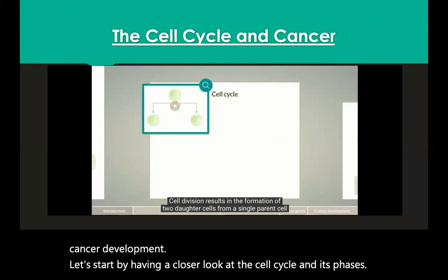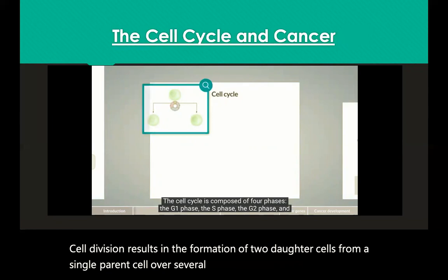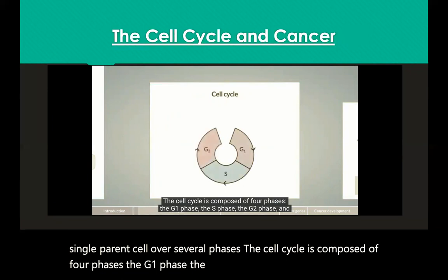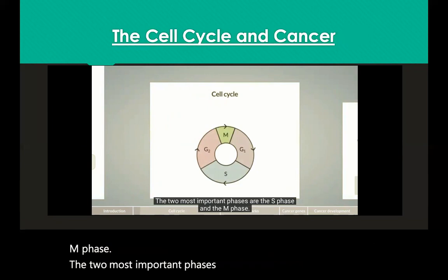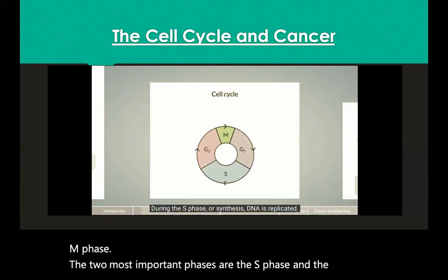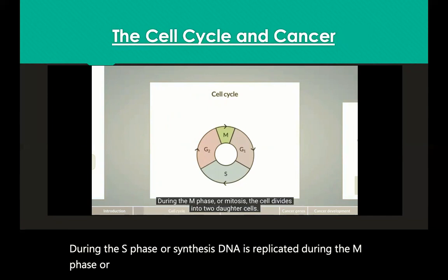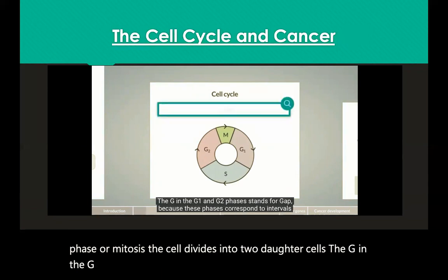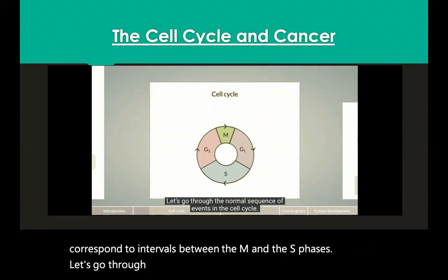Cell division results in the formation of two daughter cells from a single parent cell over several phases. The cell cycle is composed of 4 phases: the G1 phase, the S phase, the G2 phase, and the M phase. The two most important phases are the S phase and the M phase. During the S phase, or synthesis, DNA is replicated. During the M phase, or mitosis, the cell divides into 2 daughter cells. The G in the G1 and G2 phases stands for gap because these phases correspond to intervals between the M and the S phases. Let's go through the normal sequence of events in the cell cycle.